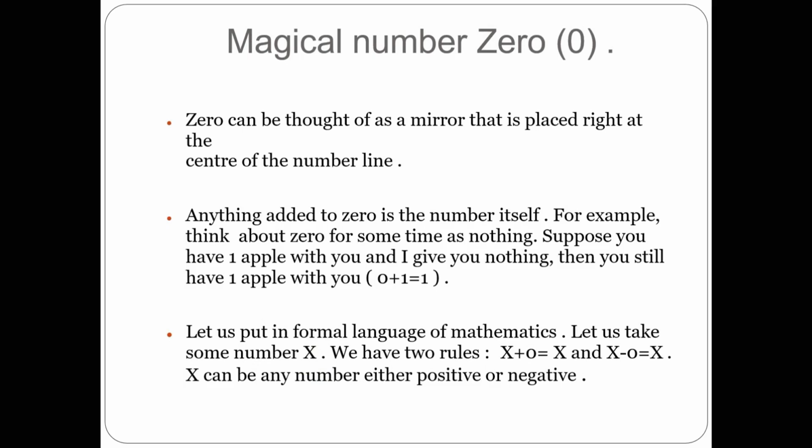Now students, 0 has a specific value and its characteristics. So we can say that 0 is a magical number. 0 can be thought of as a mirror that is placed right at the center of the numbers. In other words, 0 has a very important role, and it is denoted in the middle part of the number line, that is, the center of the number line. Anything added to 0 is the number itself.